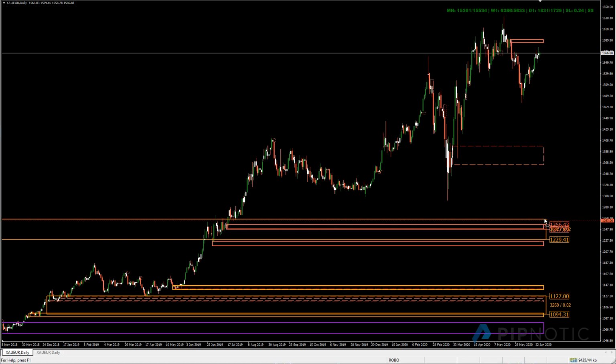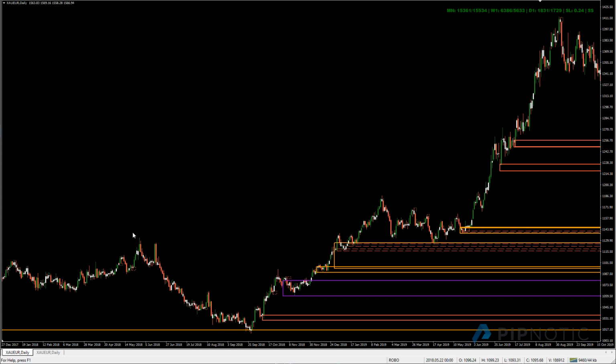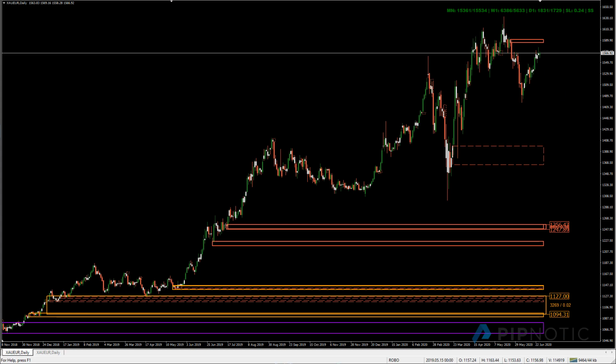Let me remove this. The 1256 area, it's pretty close to where that area is. Price came down here. We tested the beginning of the buy zone for this area, and now price will likely have a deeper push lower. Okay, so that's what we have there.